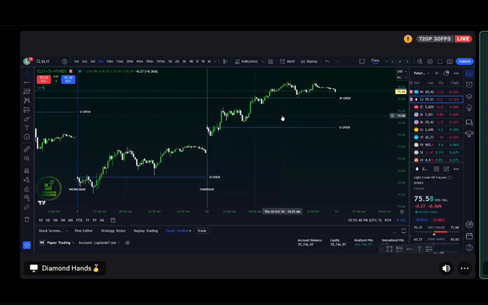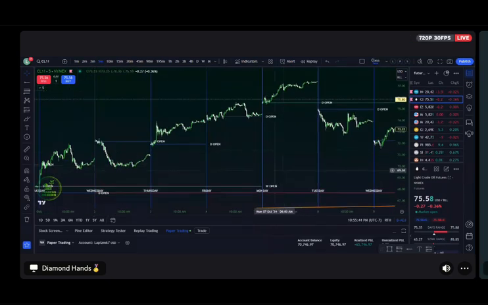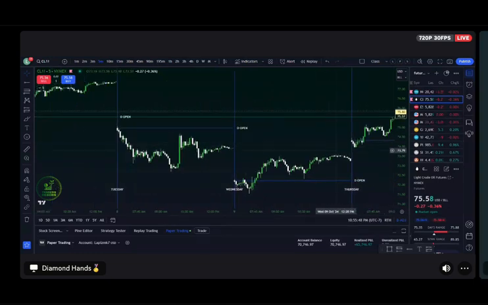Some people have like 15 indicators and they try to make it so complicated. 15, 20 indicators. All you need is a few things.